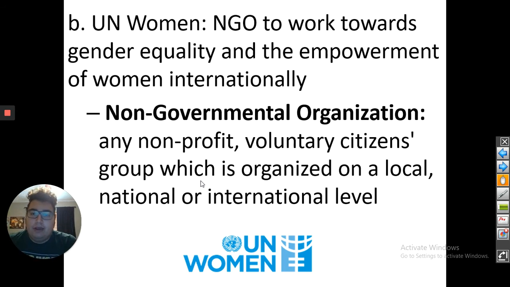So UN Women, which is a non-governmental organization, an NGO, works for gender equality and the empowerment of women internationally. For the most part, on the surface level, this is nice, but there are some countries on it that are not the greatest on this, and it makes no sense why some countries are on it. I don't have the list in front of me, but there are some that make you raise your eyebrows, like, really?